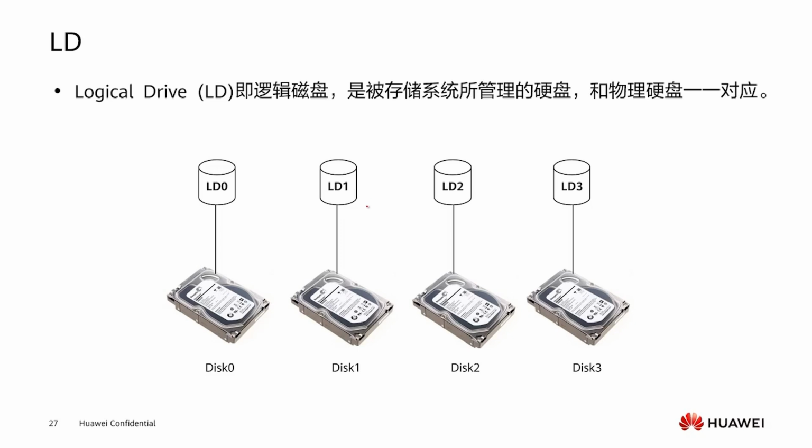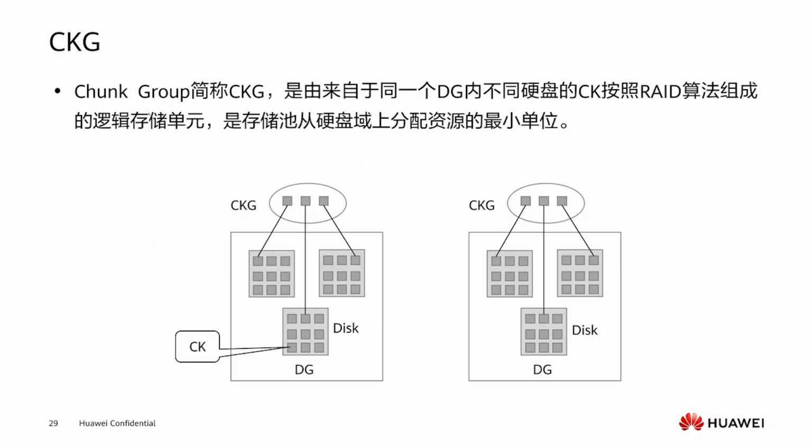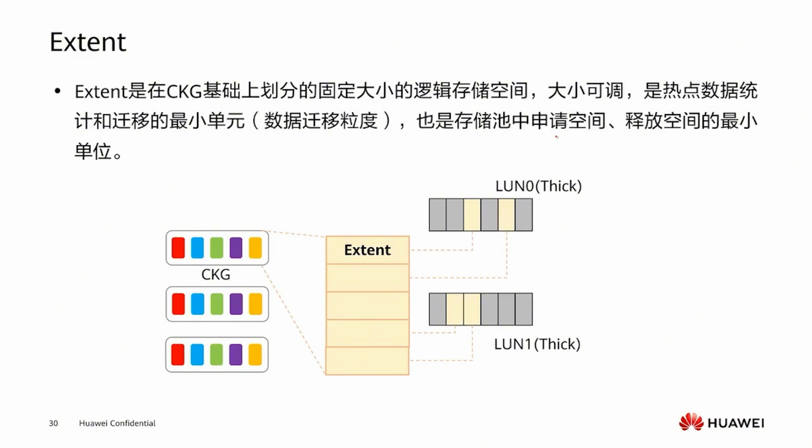LD stands for logical drive, which means logical disk, and it corresponds one-to-one with the physical disk managed by the storage system. Chunk, abbreviated as CK, is a fixed-size physical space partitioned from the hard disk space within the storage pool and is the basic unit of RAID. The CKs in a CKG all come from the hard disks in the same DG, and CKG has RAID attributes. Both CK and CKG are internal system objects, configured automatically by the storage system and are not presented externally.